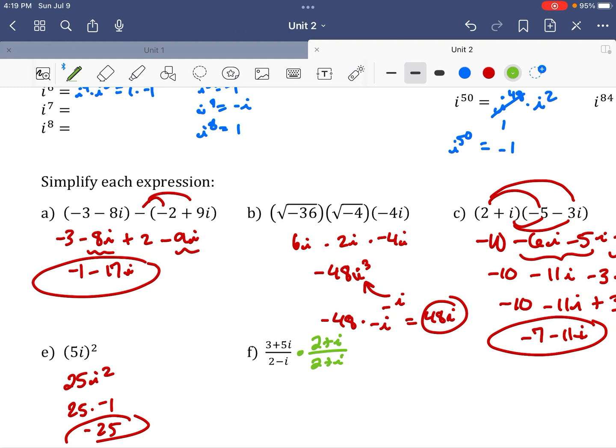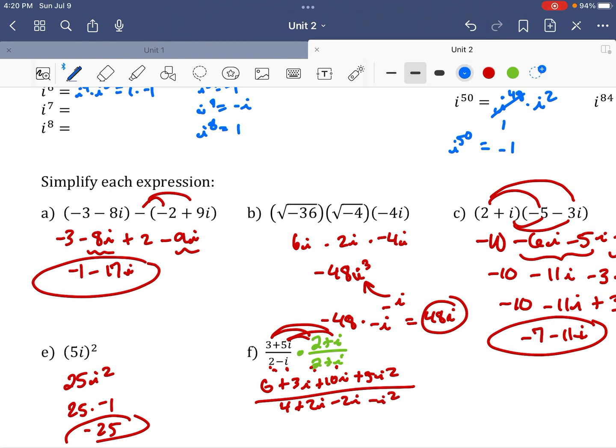So the worst part now is to actually multiply this out. So 3 times 2 is 6, 3 times i, so plus 3i. Then 5 times 2, so plus 10i. And the last part is plus 5i squared. So that's the numerator. The denominator, 2 times 2 is 4. 2 times i would be plus 2i. And negative i times 2 is minus 2i. See those go away? And negative i times i is negative i squared.